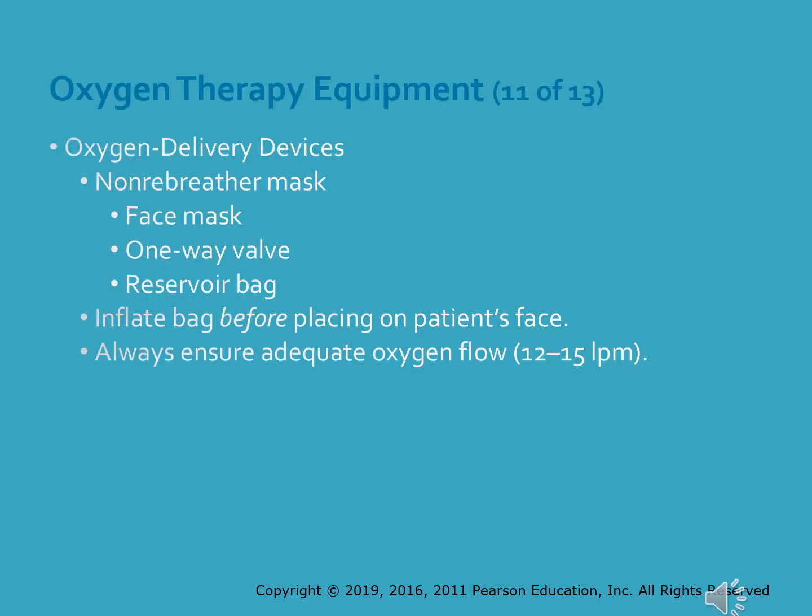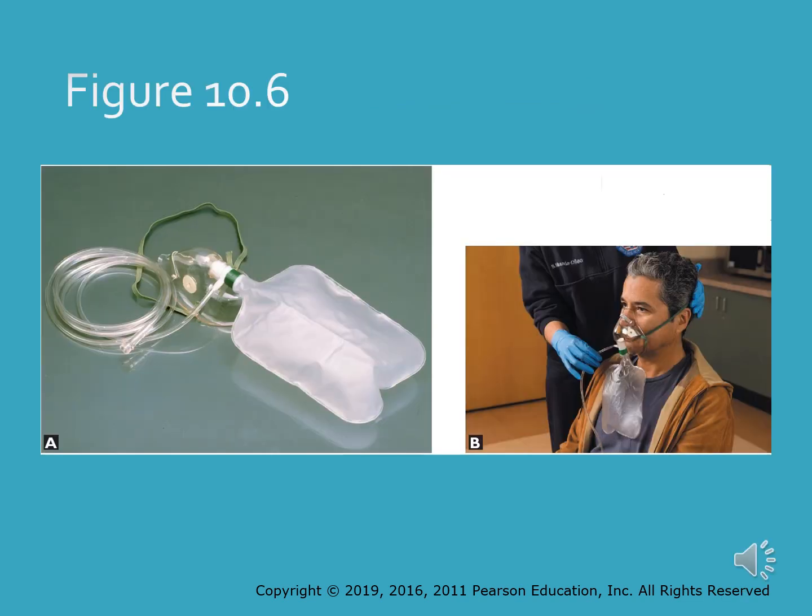Non-rebreather mask: you have the face mask, the one-way valve, and the reservoir bag. Make sure you inflate that bag before placing it on the patient's face, and always ensure adequate oxygen flow. You can go up to 12 to 15 liters per minute. In picture A is an example of an adult non-rebreather mask, and in picture B is a non-rebreather properly placed on the face of the patient.